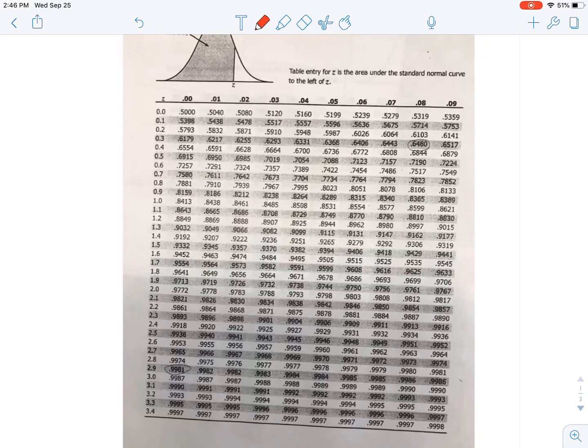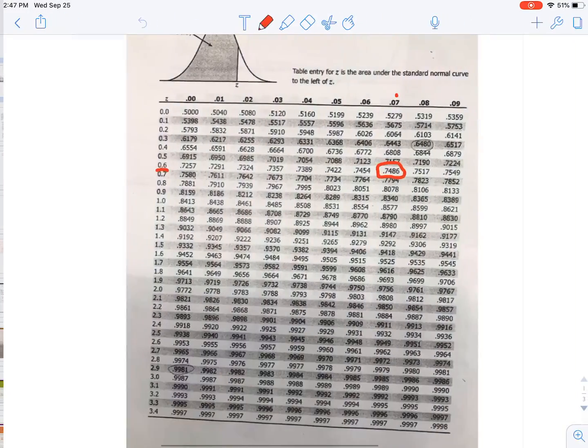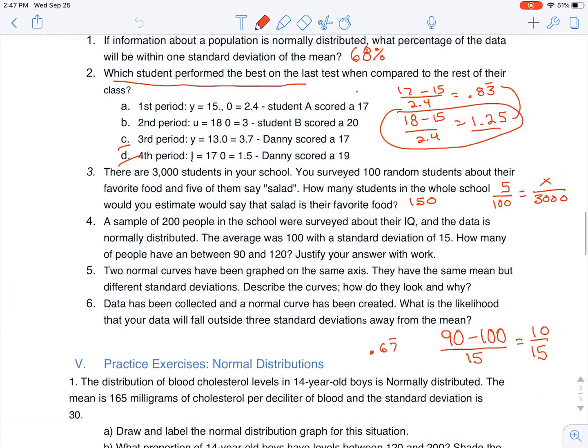All right, so 0.67 is going to be this cell in the data right here. Now don't just say about 74 or 75%, we want to write it all the way out. So that is 74.86%. So for 90, it's 74.86%. Now we've got to do the same thing for 120.